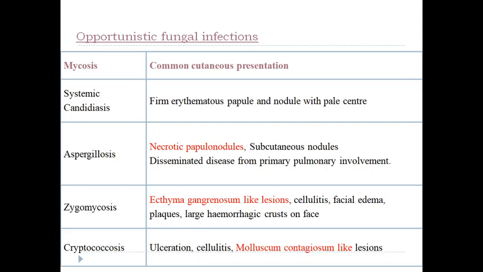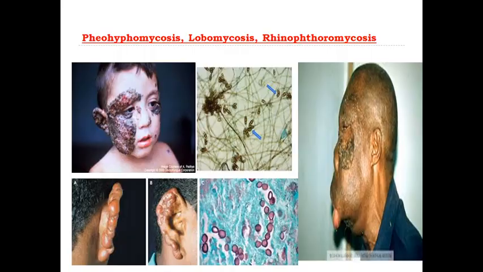Opportunistic fungal infections. Systemic candidiasis, we have already discussed. Then aspergillosis, where necrotic papulonodular lesions and subcutaneous nodules can be there. Disseminated disease from pulmonary involvement is commonly seen in immunocompromised patients. And then zygomycosis, with ecthyma gangrenosum-like lesions, cellulitis-like lesions, facial edema, plaques, and large hemorrhagic crusts on the face can be seen in zygomycosis. Then cryptococcosis we have already discussed.